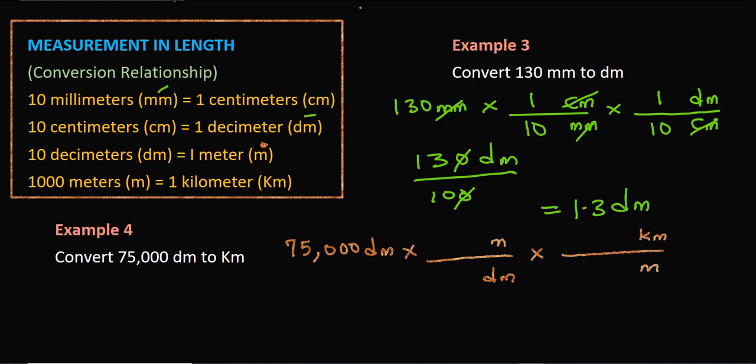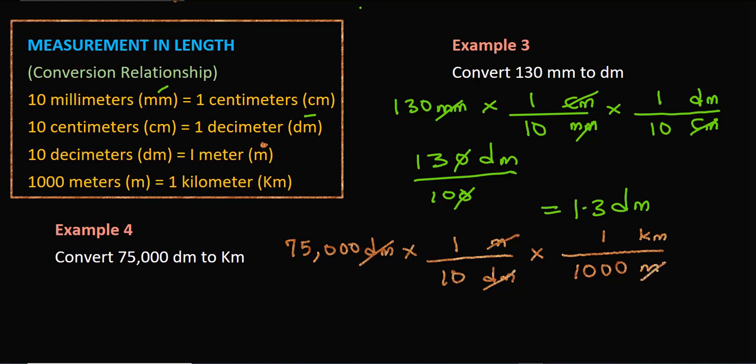So having said that, how many decimeter make 1 meter is right here. We have 10 decimeter make 1 meter. And then here, how many meters make 1 kilometer? We have 1,000 meters make 1 kilometer. So now we have put all these things down. We can now cancel out. Decimeter cancels out decimeter, meter cancels out meter, and we're left with kilometers.